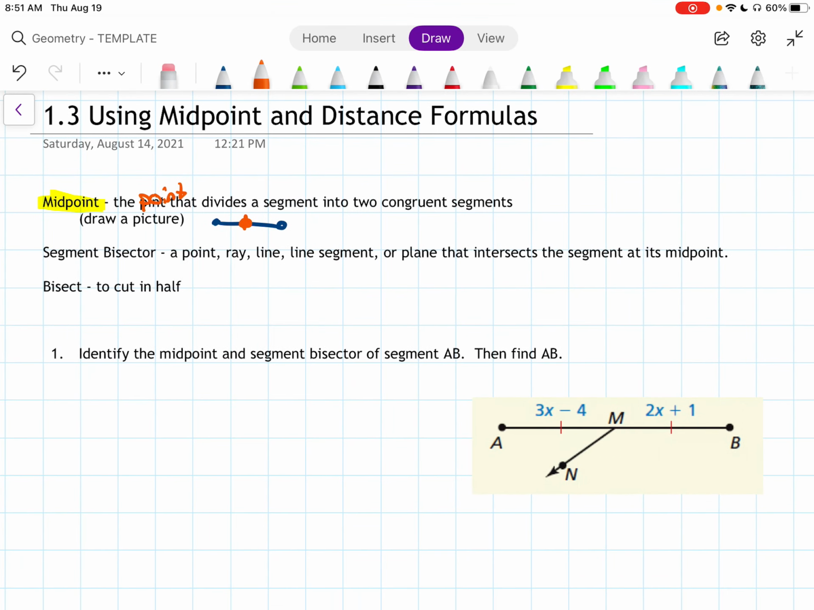A segment bisector is a point, a line, a ray, or a line segment, or a plane that intersects the segment at the midpoint, okay? So the midpoint is the spot where it's cut in half. The segment bisector is the thing that cuts it in half. And the word bisect, hopefully we know that. To bisect means to cut in half, or to break in half, to separate in half.